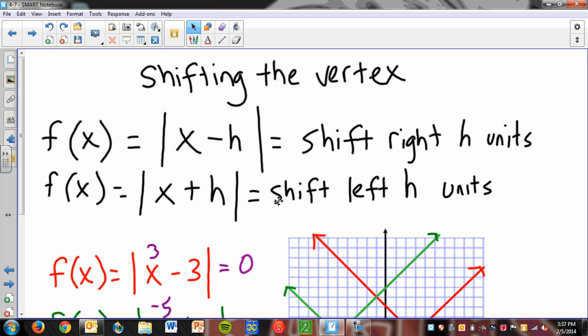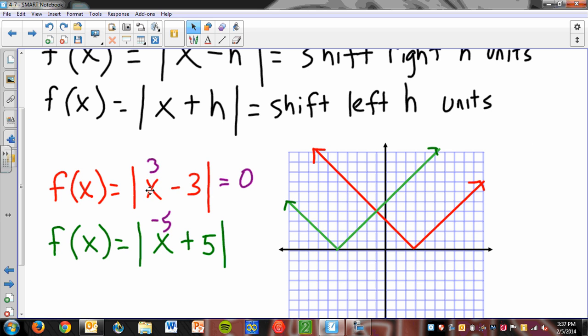This slide talks about shifting it left and right. And I used h as a variable here because you'll see that again used in this kind of context. So f of x equals absolute value of x minus h. It means we're going to shift h units to the right. So minus h is right. x plus h is shift to the left that number of units. So let me scroll down just a little bit. In red, x minus 3 means we go to the right 3, and x plus 5 means we go to the left 5. Everything stays the same, up 1 over 1 on the slope, all that jazz.